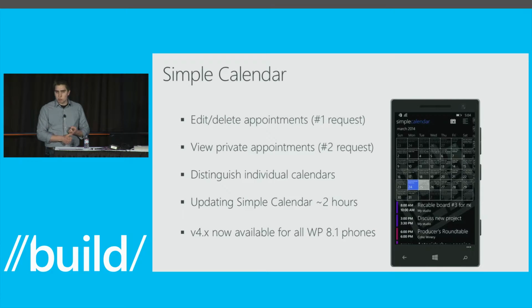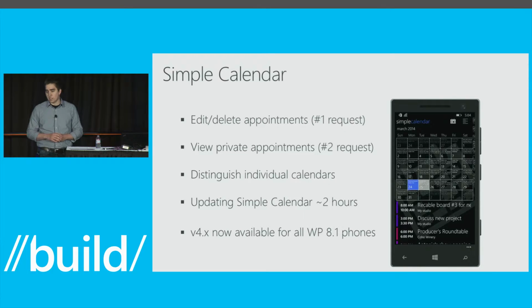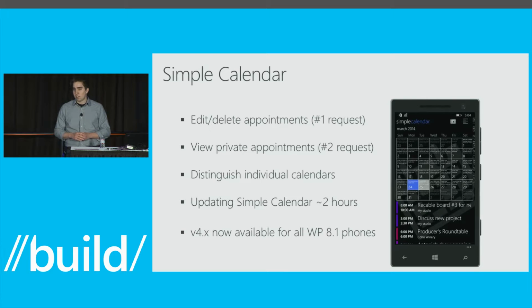There's an API for retrieving appointments, and there's an API for showing the add appointment task. But users want to edit and delete appointments. So that was a downside. Another downside is private appointment details. The API returns the start time and end time, but it doesn't return the subject or the location or any of the details about the appointment. And lastly, when you request to get appointments for an account, it just gives you back all appointments. It doesn't distinguish between calendars, so a birthday calendar, a holiday calendar, you just get all the appointments back.